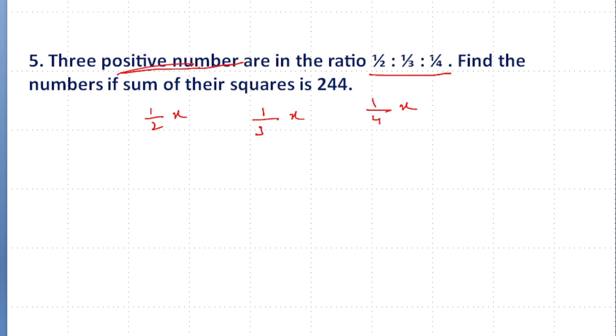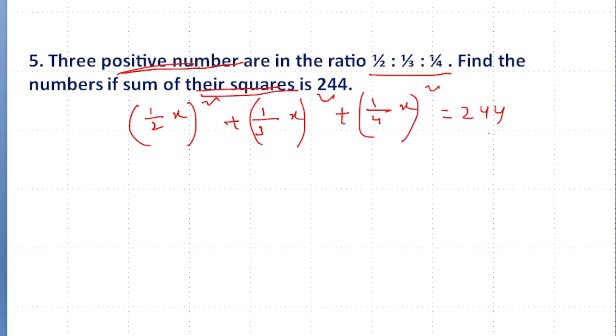Okay, now come to the second part. What is the second condition? The sum of the squares equals 244. Sum of the square means this square plus this square plus this square equals 244. Okay, now just go it. Then x²/4 + x²/9 + x²/16 = 244.